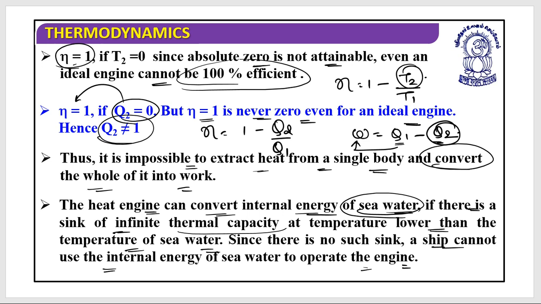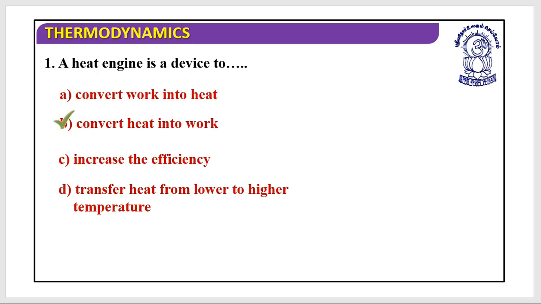So now every term is clear: what is the source, what is the sink, what is the working substance, how does it work, and what are the temperature references. Great. Let's look at certain quick questions. A heat engine is a device to convert work into heat? No, to convert heat into work. Increase the efficiency? Don't know. Transfer heat from lower to higher? No. It is used to convert heat into work.